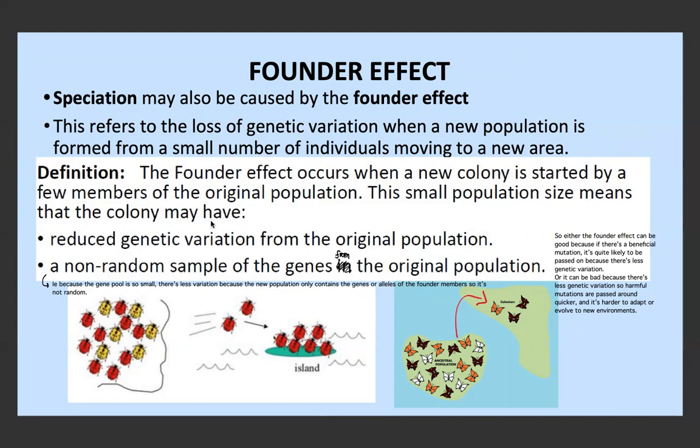The small population size means that the colony may have reduced genetic variation. So if we look at, for example, the ladybugs, there's less genetic variation because only the red ones have moved to the island. There's no variation in beetle color anymore. And it could be a non-random sample of the genes from the original population.